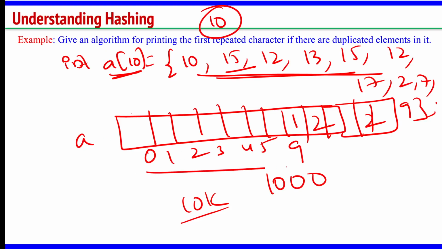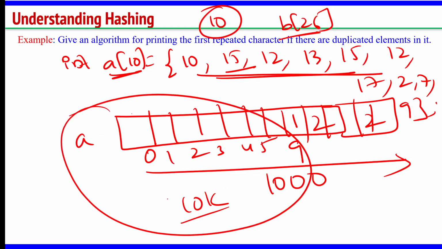How long should I create this temporary array? We don't know. For a character array, it is possible to use a temporary array of size b of 26, because we know the character set is limited. But when you say integers, you have unlimited data, you don't have any limit. So you cannot use the logic of a temporary array.